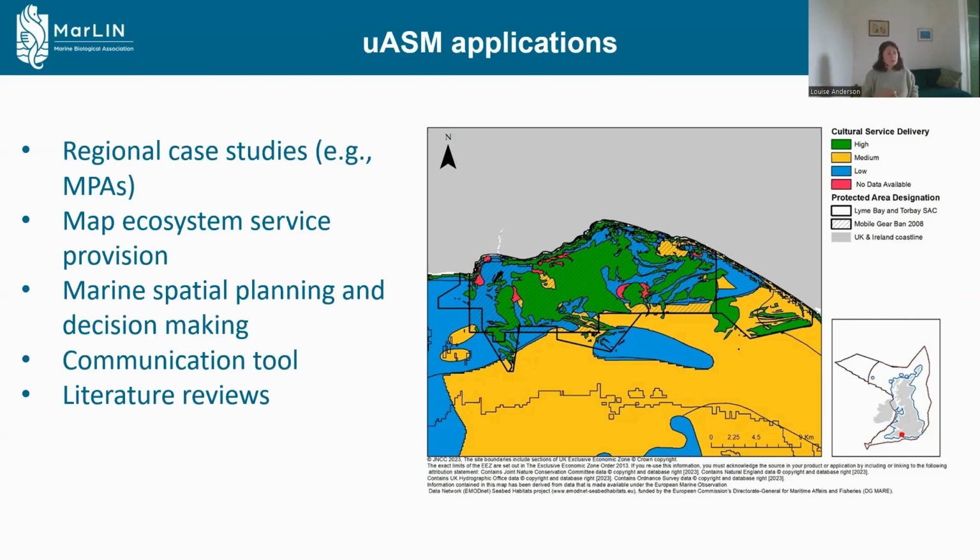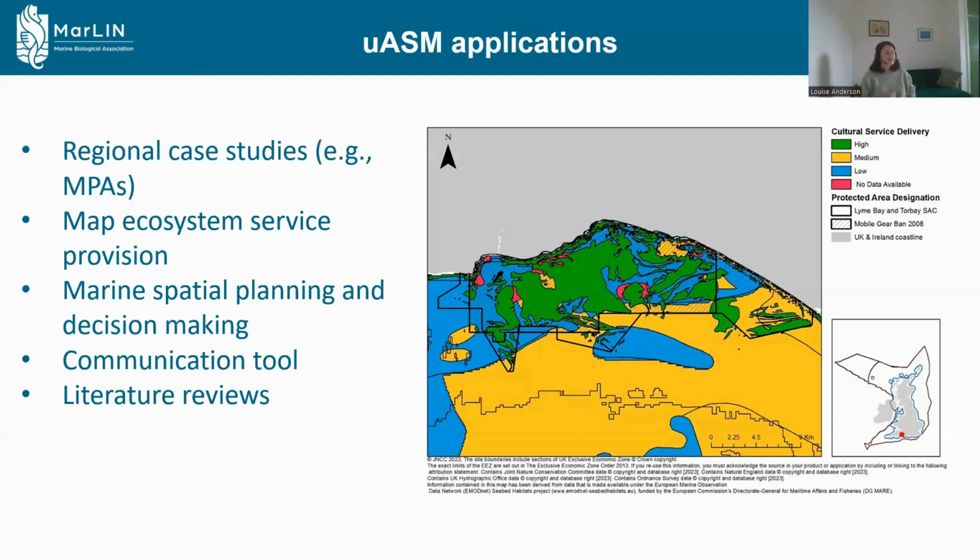So one of the things it's been used for is looking at regional case studies, narrowing down a geographic area of interest, and looking at the ecosystem services provided in a particular area has been really interesting. And that's been applied particularly for some of the MPAs that we're looking at the moment. As part of that, the data that the UASM spits out, you can use to map potential ecosystem service provision. And this in turn is really useful for then starting to think about perhaps marine spatial planning and decision making.